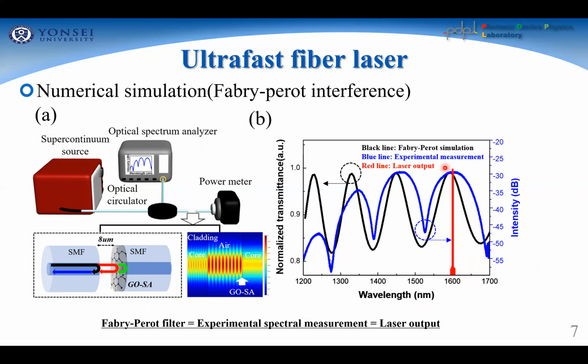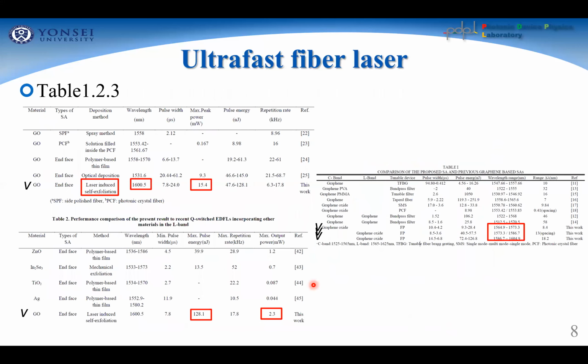So in this, the peak is well matching the laser output data. So we can make Fabry-Perot filters because the laser output looks like this. So here is the table. The table is made based on the lengths of the fibers.